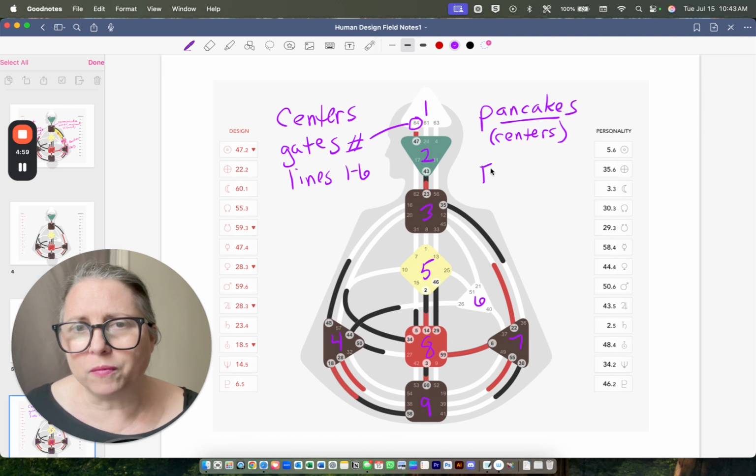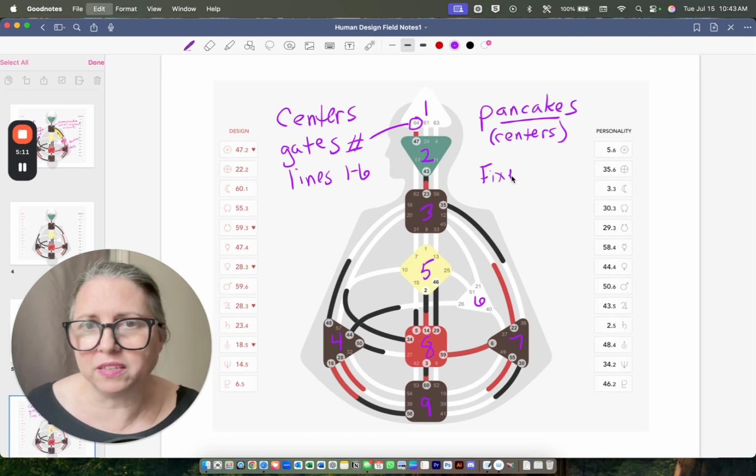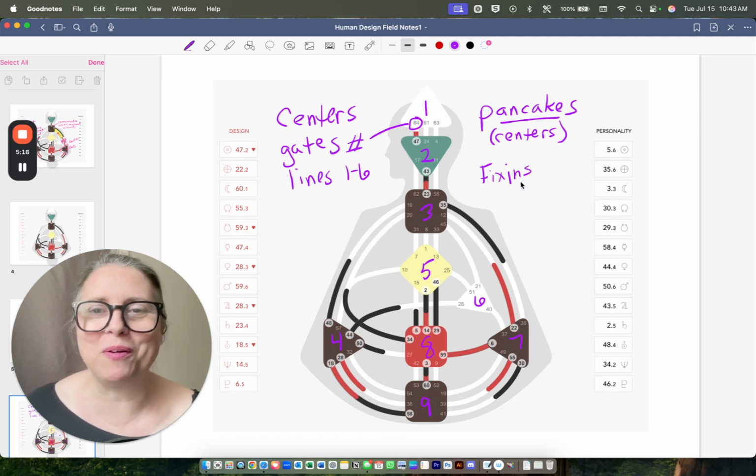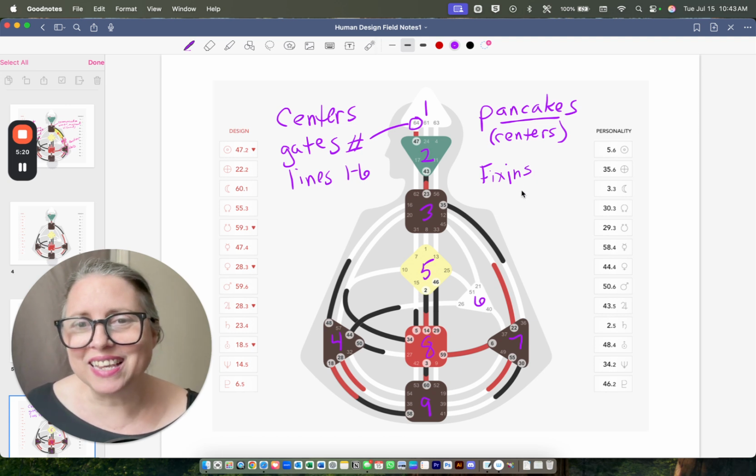Now, I want you to think about fixins. How do you even spell that? I'm going to say it's maybe this. The fixins. I don't know. Spell it any way that you want. These are the gates.